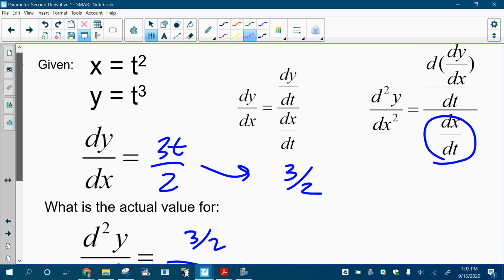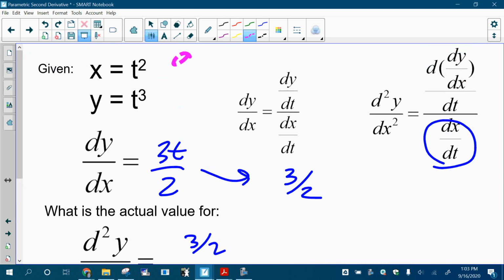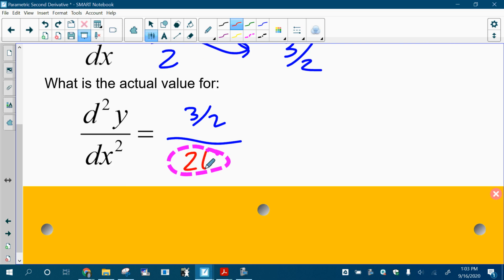So you got to toss down here whatever dx dt was. And remember, we said dx dt was 2t. So we have to toss an extra 2t down there. That's the weird part. So if you simplify this, you get 3 over 4t. And this is our second derivative.